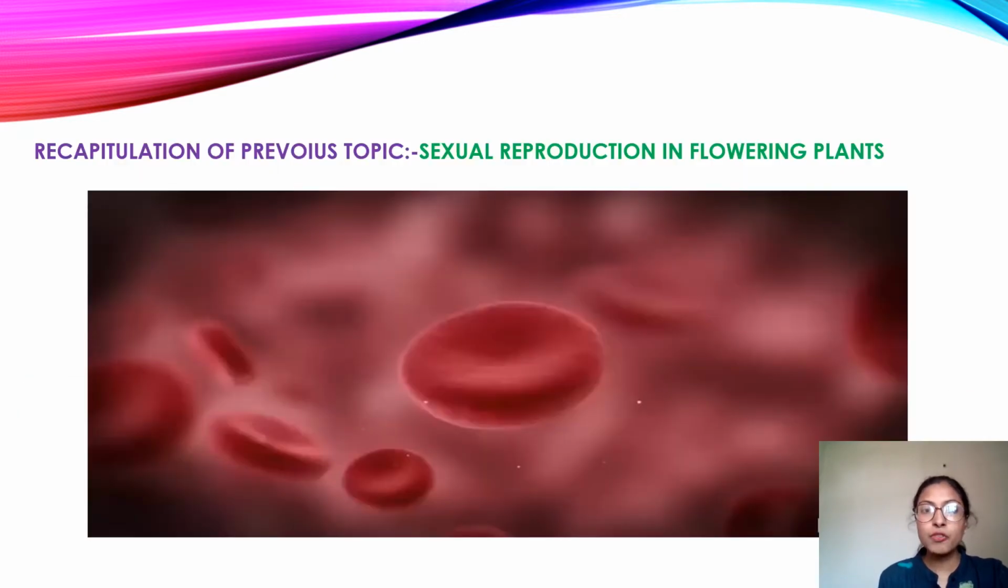So here we will see the reproductive parts we have seen in the flower, then pollination, and how after the process of pollination sexual reproduction occurs in the flower.